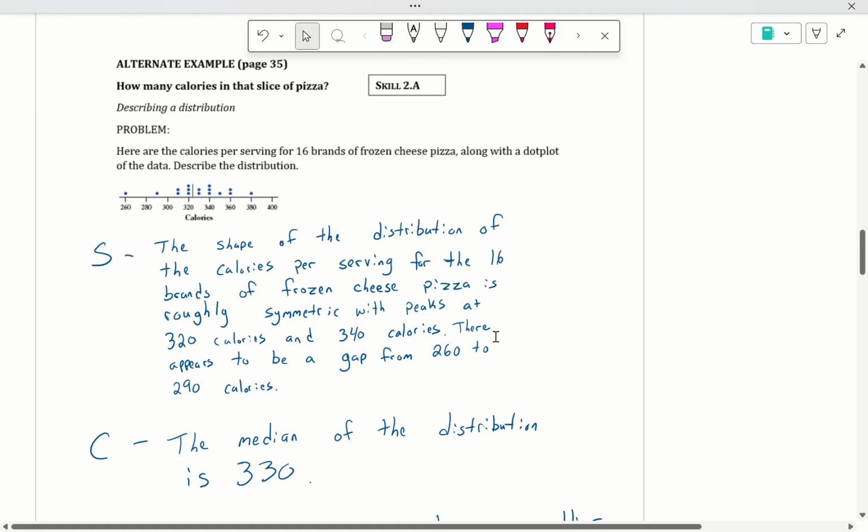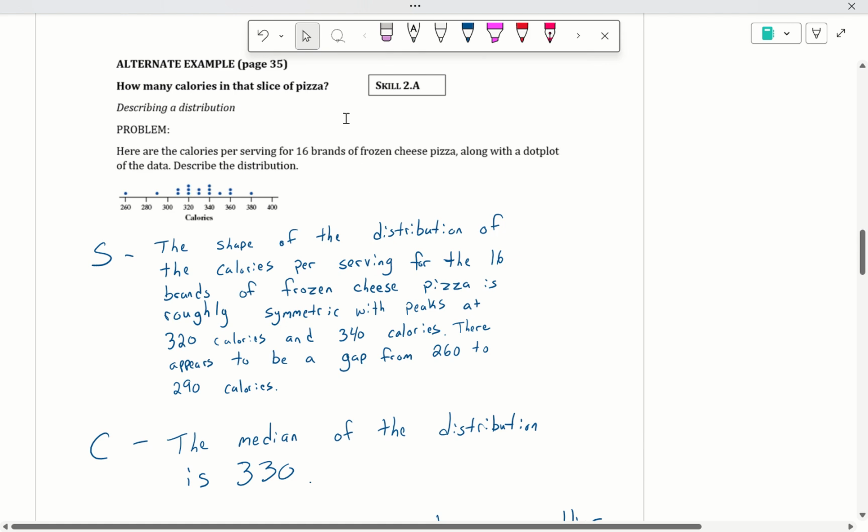That works. There appears to be a gap from 260 to 290 calories. There's a smaller gap here between 290 and 310. You could say that if you wanted to. 360 to 380, there's also a smaller gap. You could say that too. Just any significant gap, right? This is kind of on the smaller side. If you listed it, that's totally fine, but I would say just make sure you have that large one between 260 and 290.